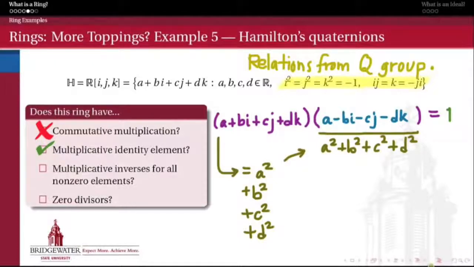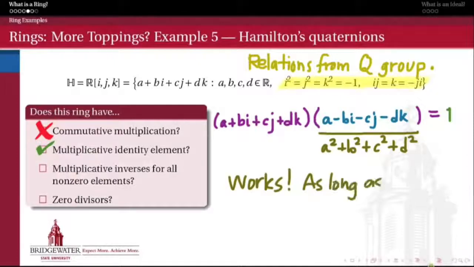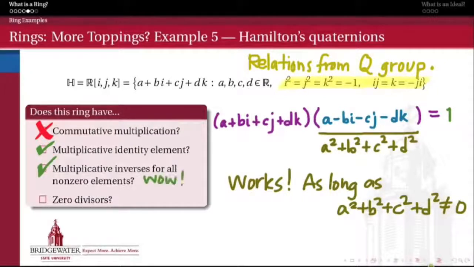And so the inverse of a plus bi plus cj plus dk exists and is equal to its conjugate divided by a squared plus b squared plus c squared plus d squared. So in other words, as long as that denominator is not equal to 0, I can make an inverse for this quaternion, and this is any quaternion at all. So any non-zero quaternion has a multiplicative inverse, which is somehow really surprising. This is a property that our rings haven't had up to this point, that everything besides the additive identity 0 has a multiplicative inverse in this ring.